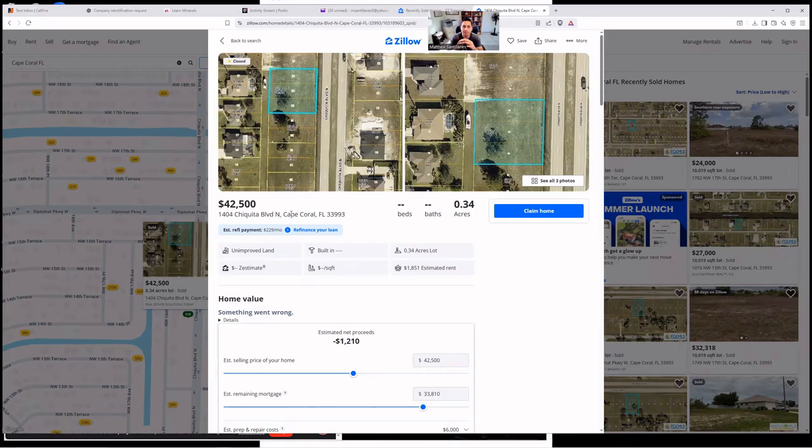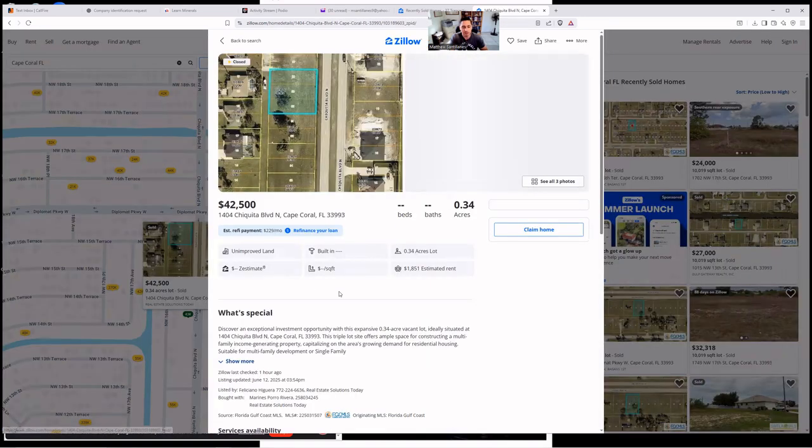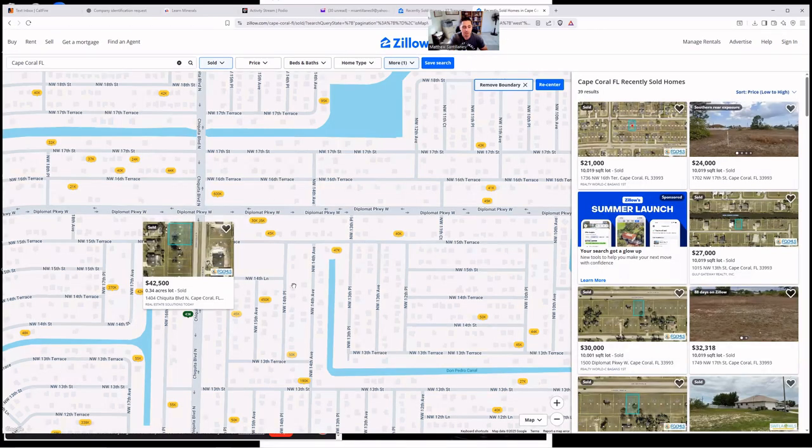You want to keep the comparable property about the same size as yours. If you don't have one that's the same size as yours, then you have to price it per acre. So if you're lucky, you got a lot of good comps that are about the same size as your property. Okay, so looking at that, this one's about 0.34 acres, a little bigger than a quarter acre, sold for 42,500. This one sold in May of 25, also very good time frame.